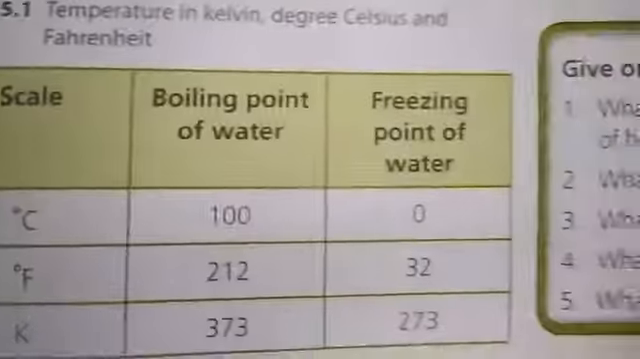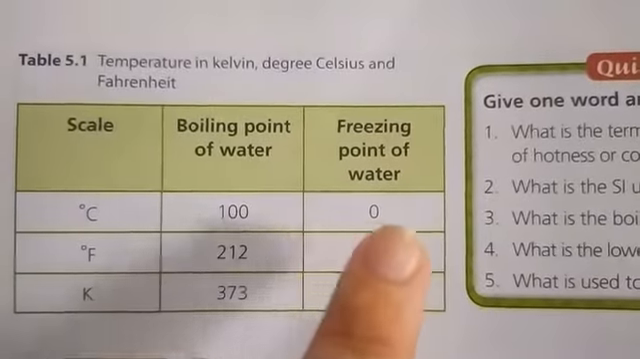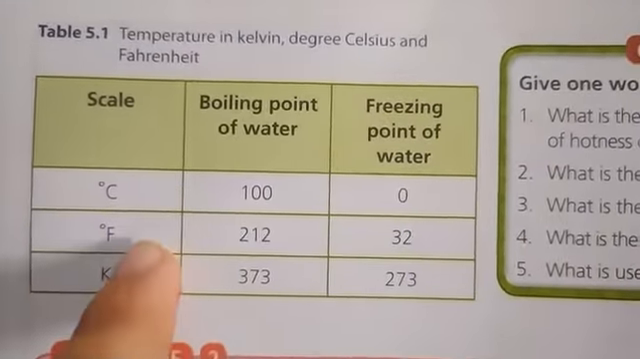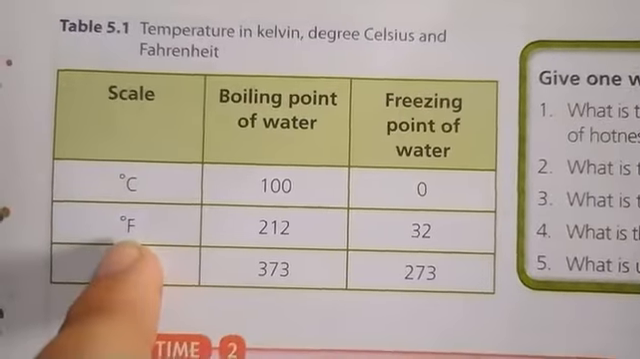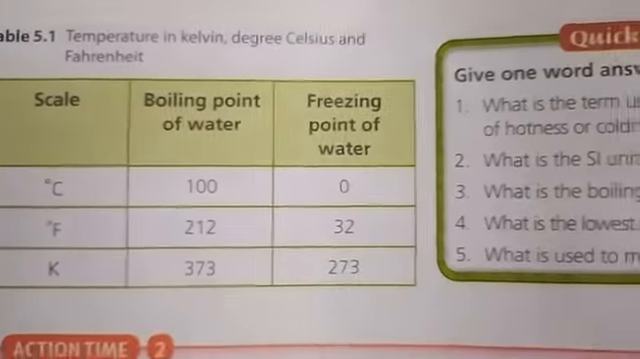Next, there are different temperature scales comparisons. In Celsius scale, the boiling point of water is 100 degree, and the freezing point is 0 degree. In Fahrenheit the boiling point is 212, and in Kelvin it is 373, as I have already explained to you.